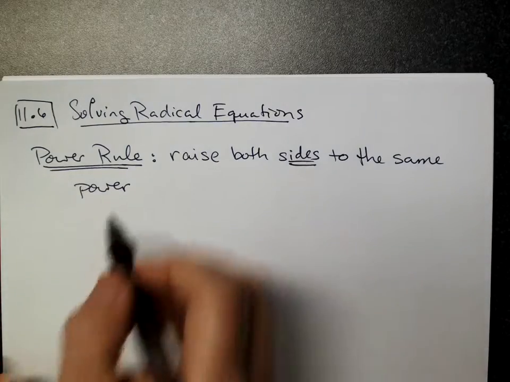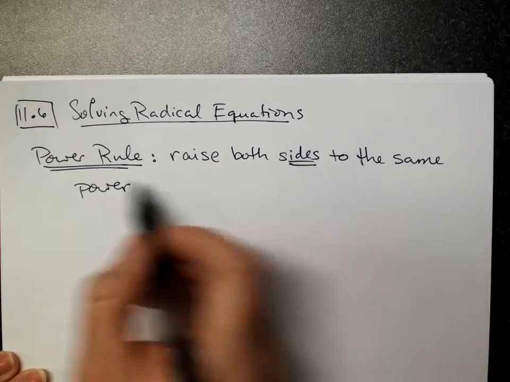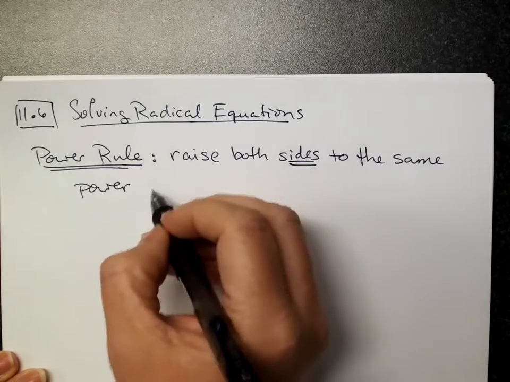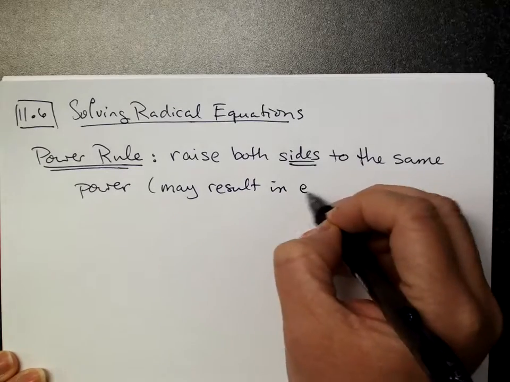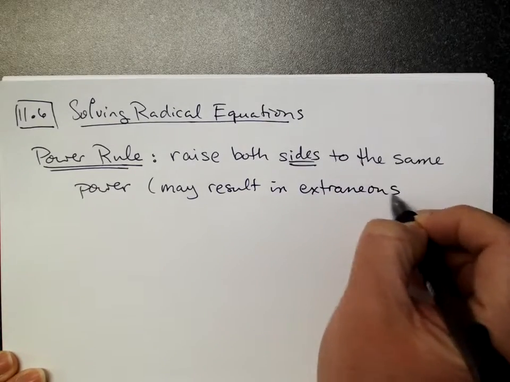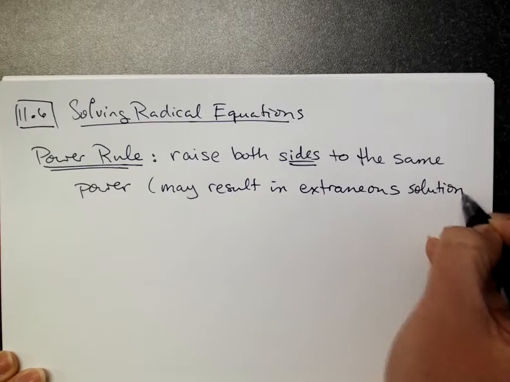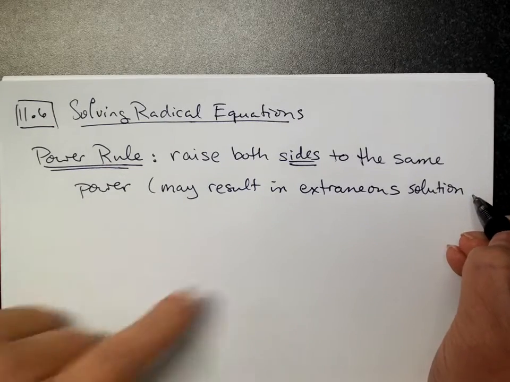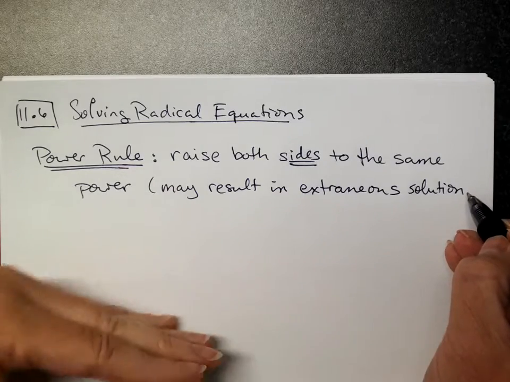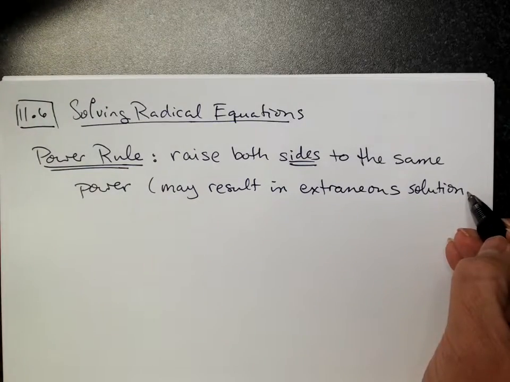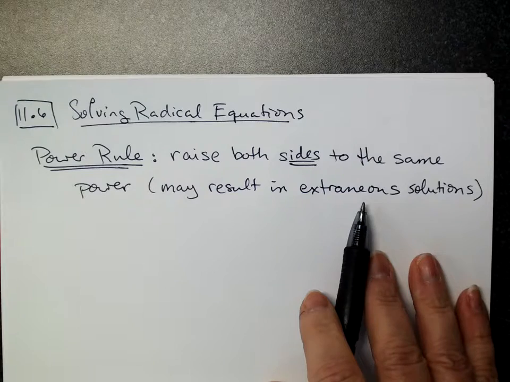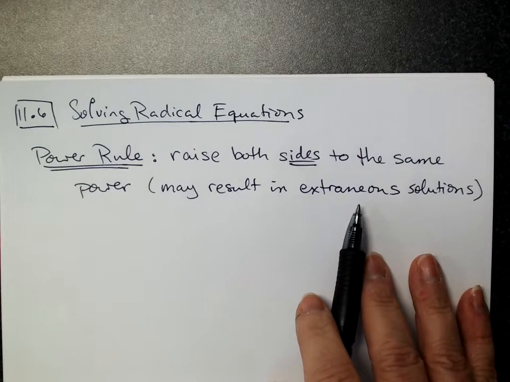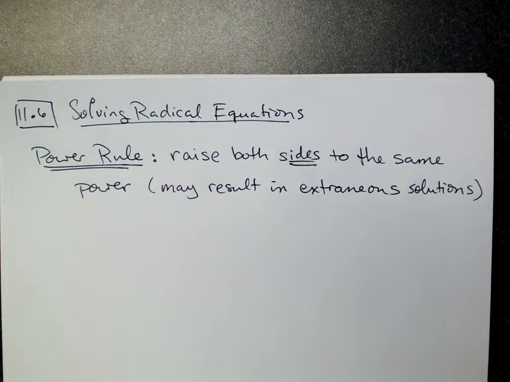Okay? Now always remember, when you do this, the power rule is legal, but it may result in what's called extraneous solutions. Extraneous solutions aren't bad. It doesn't mean you did anything wrong. It just means that there are solutions that did work for the polynomial you just created, but they don't work for your original equation. Okay? So it may result in extraneous solutions. You need to check your work, and anything that is extraneous, it's not good for the original equation, you throw out. Okay? So it's a legal move, but it may give you more solutions than are actually true for the original equation.